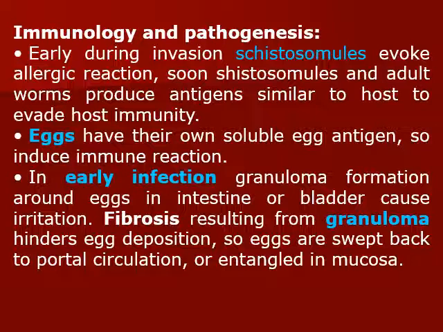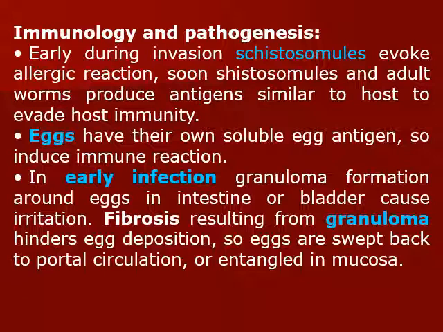When they are entangled in the mucosa, by the muscle movement of the viscus, which is either the urinary bladder or the large intestinal tract, the intestinal motility or the bladder motility can push the entangled eggs to form groups with the fibrous tissue around. They can push it to the lumen of the viscus, so they form what we call bilharzial polypi.